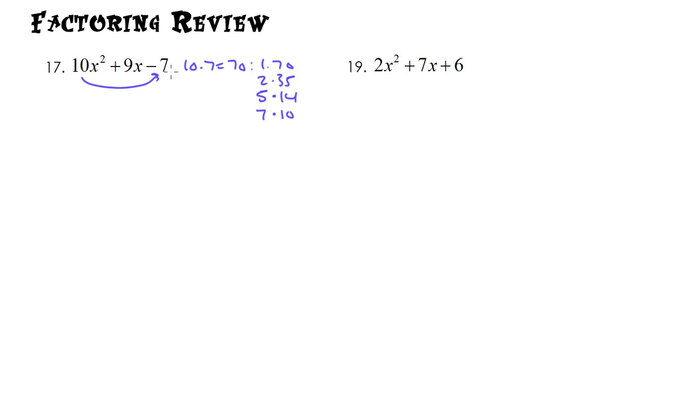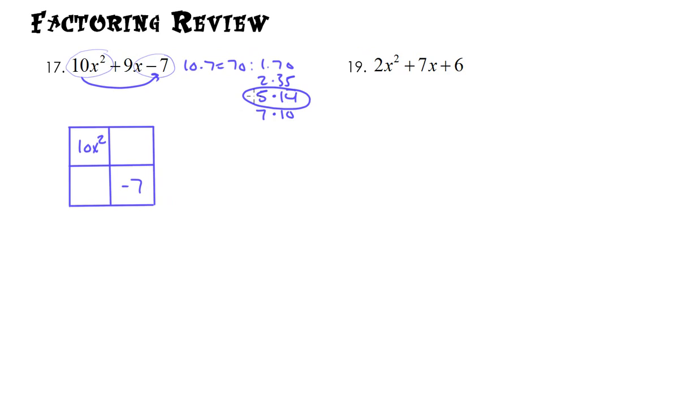One of these sets should have a difference of 9. And there it is, 5 times 14. So if we are doing the little box method like we did on the last one, we're going to simply make ourselves a box here. It looks like a window pane. And then this 10x squared is always going to go in the top. The first thing's always going to go in the top. The last thing's always going to go in the bottom. And then these two, 5x and 14x, go in either of these boxes, and it doesn't matter which one goes where. But it does matter the signs that go in front.